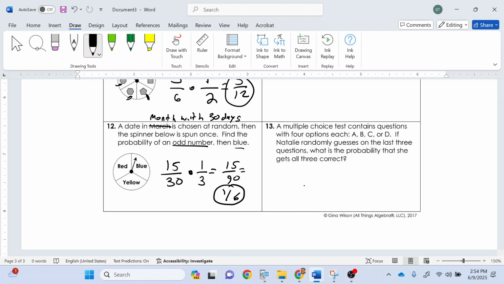Last one here, a multiple choice test has A, B, C, D. It's like your final. If Natalie randomly guesses on the last 3 questions, what's the probability she gets all 3 correct? Well, the chance of getting it correct on the first question is 1 out of 4 because you're picking A, B, C, or D. The probability of getting the second question correct is 1 out of 4. And the probability of getting the third question correct is 1 out of 4. So it's 1 out of 4 times 1 out of 4 times 1 out of 4 equals 1 out of 64. 4 times 4 times 4 is 64.